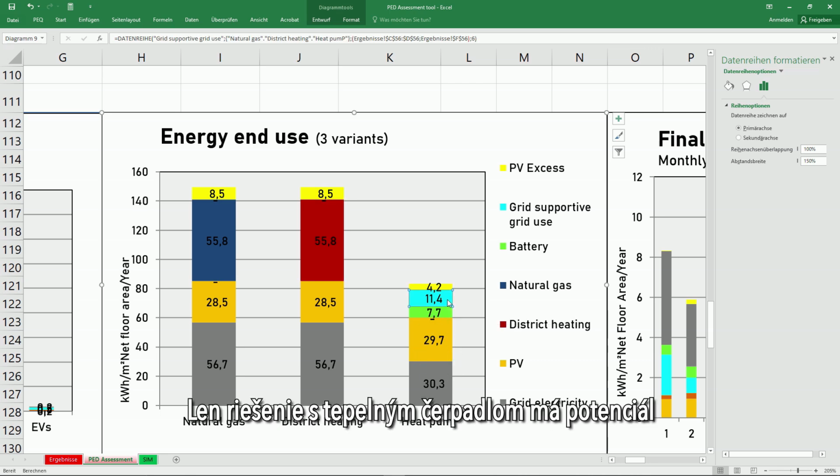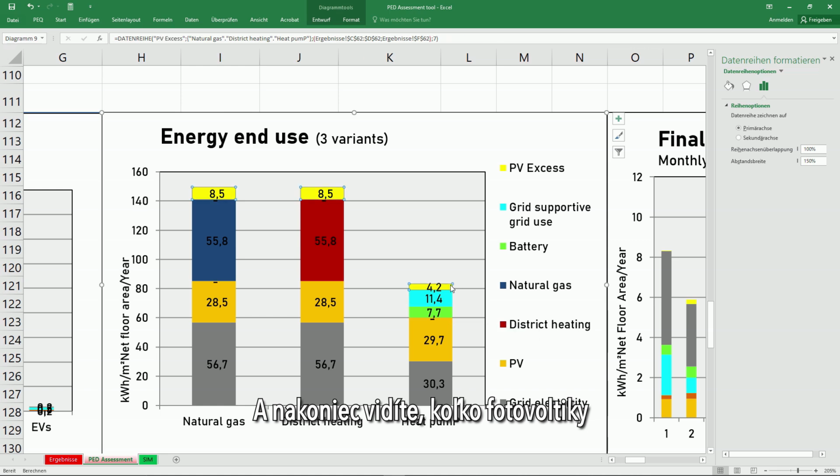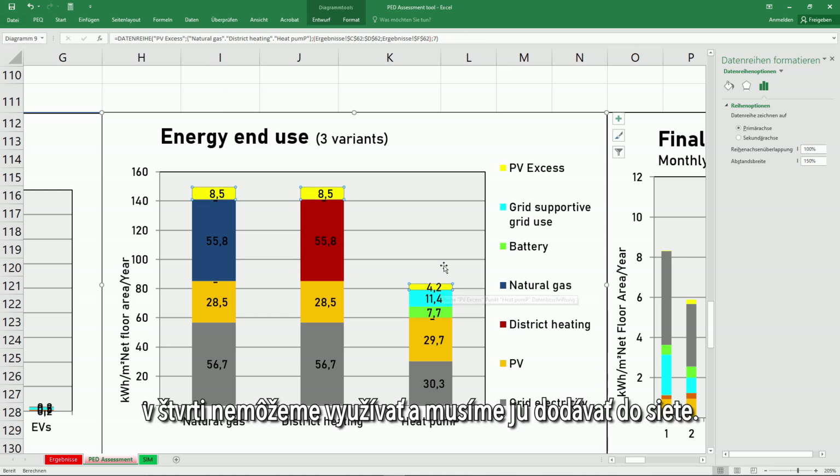Now, only the heat pump solution has the potential to do grid supportive grid use because we are using electricity for the heating. And finally, you can see also how much photovoltaics we cannot use in the district and we need to feed into the grid.